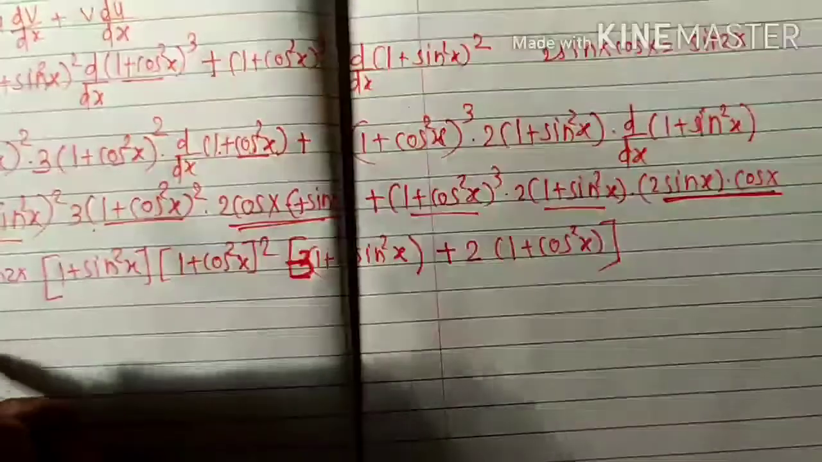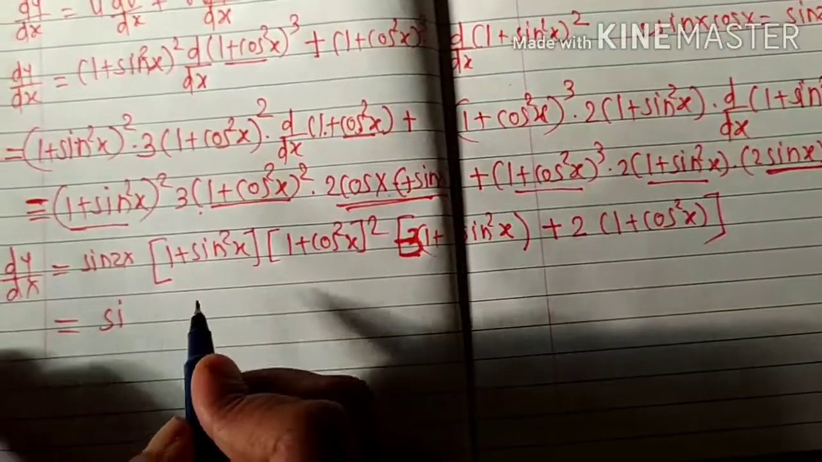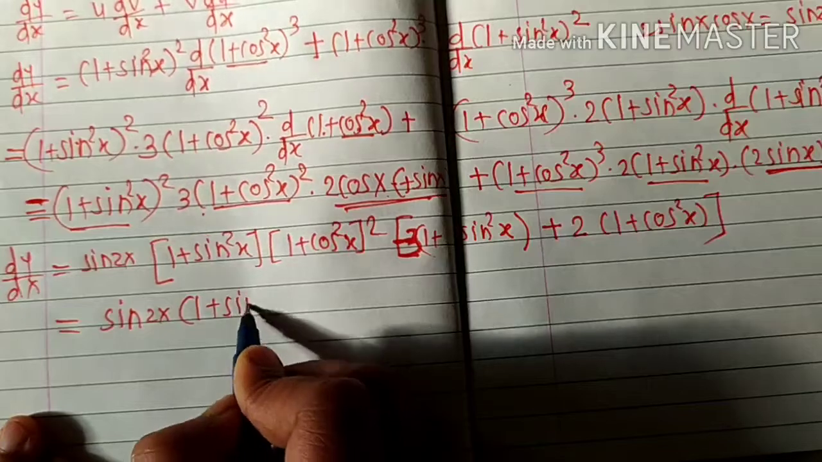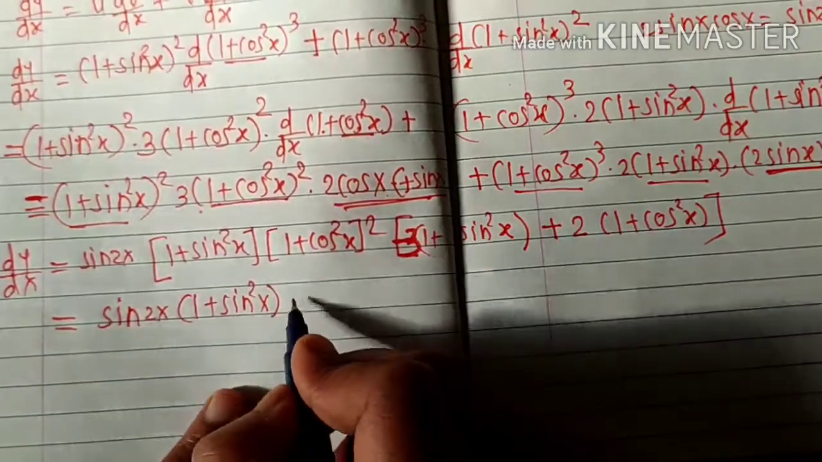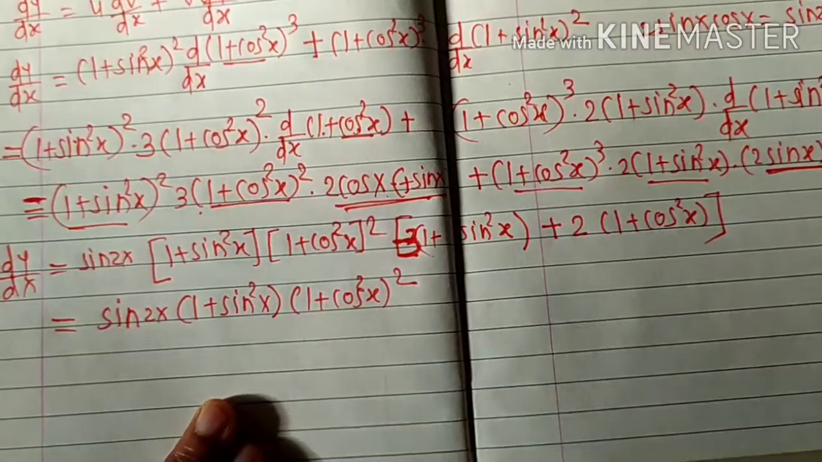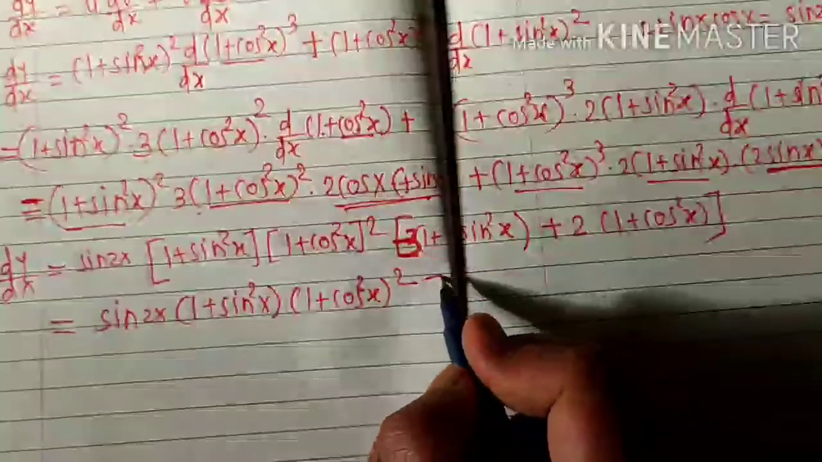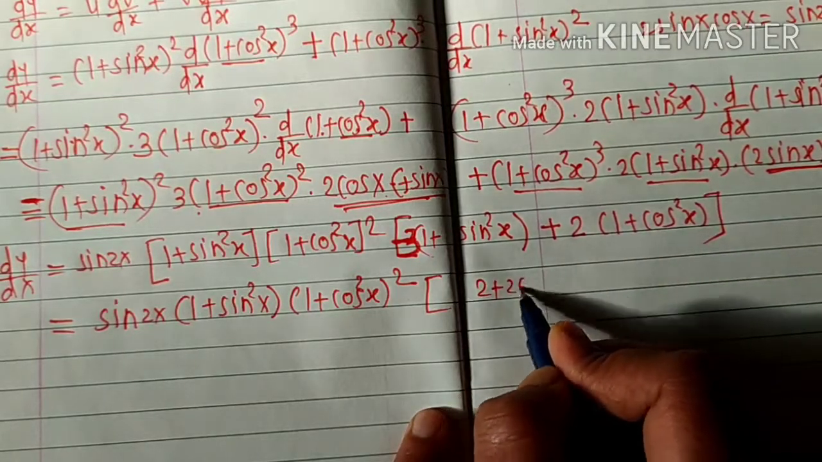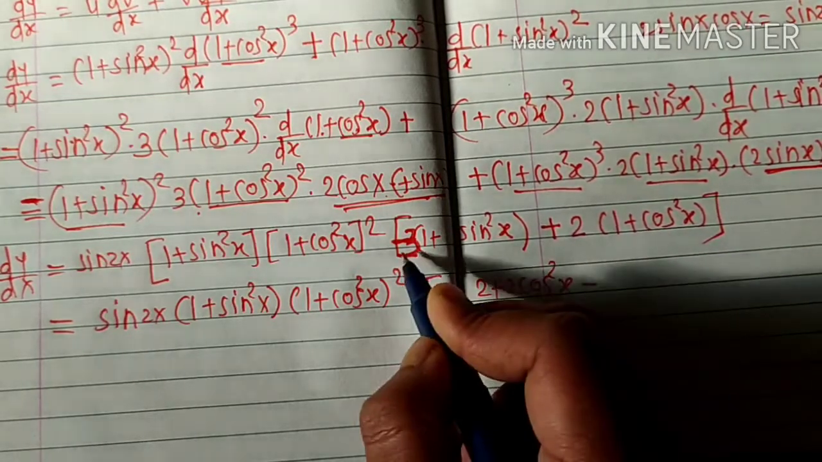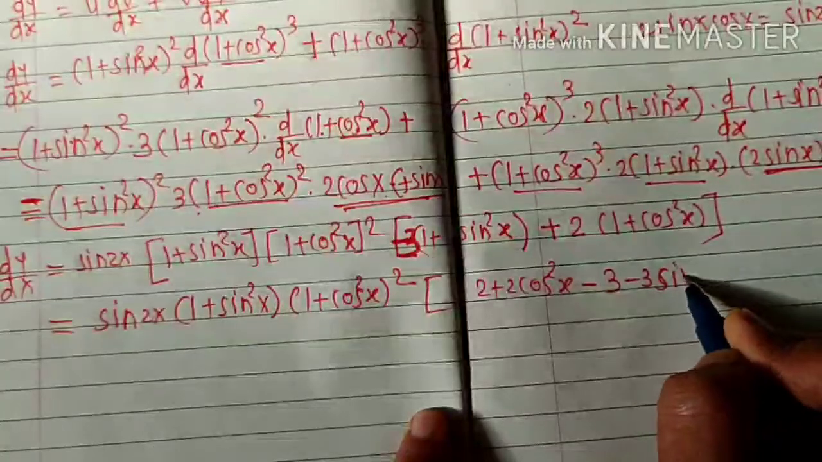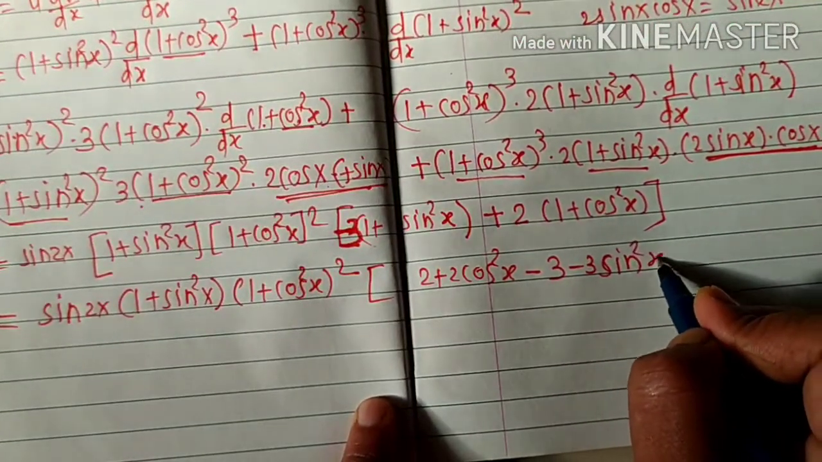Okay, therefore this has sin 2x into (1 plus sin square x) into (1 plus cos square x) raised to power 2, into the inside term that remains 2 into 1, that is 2, plus 2 cos square x minus, we will multiply 3, minus 3 sin square x.